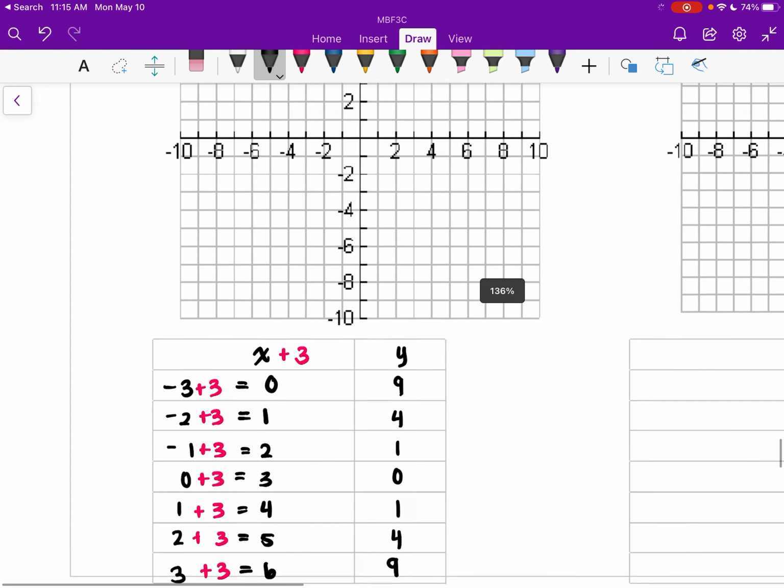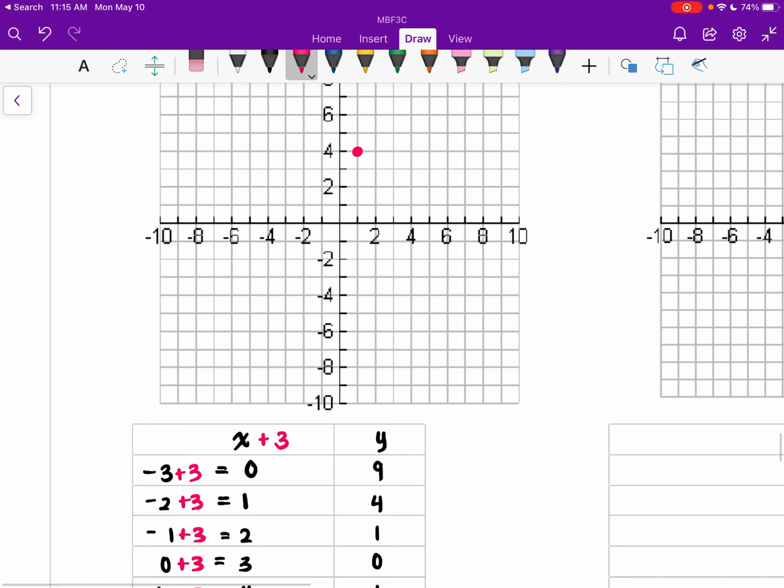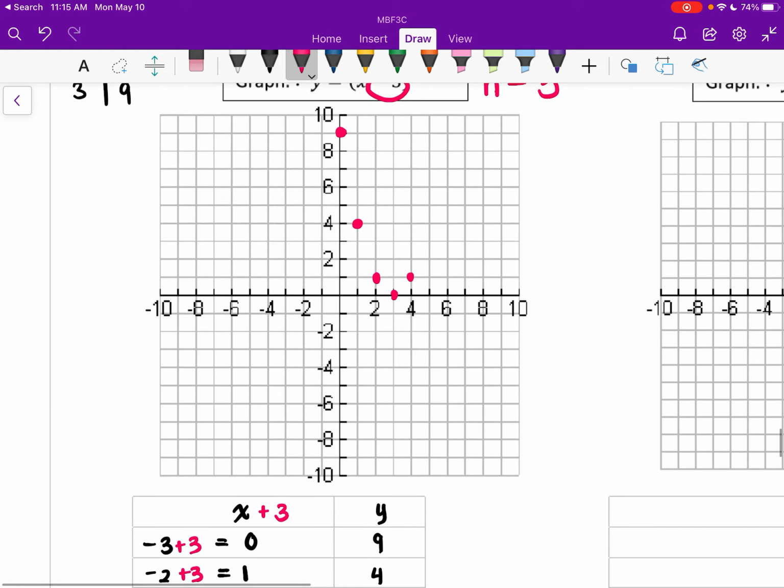So I'm just going to put in my coordinate pairs. At x equals 0, it's going to go up to +9. At x equals 1, it's going to go to +4. At x equals 2, we're at 1. At x equals 3, we're at 0. At 4, we're at 1. At 5, we're at 4 again. And then at 6, we are at +9.